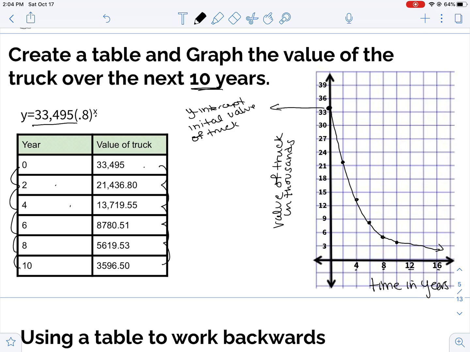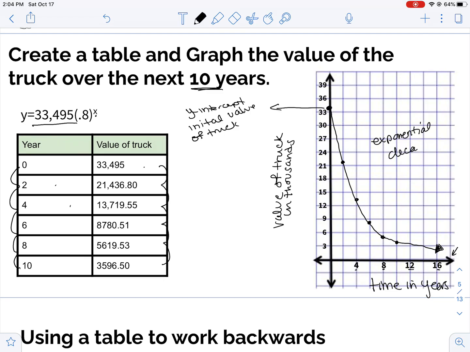Now that will keep decreasing. It will never ever be worth $0, so it's never going to cross that x-axis. So we can show that end behavior by putting a little arrow on it, and I have the end behavior up here at the top with the point. So this is an example of exponential decay.